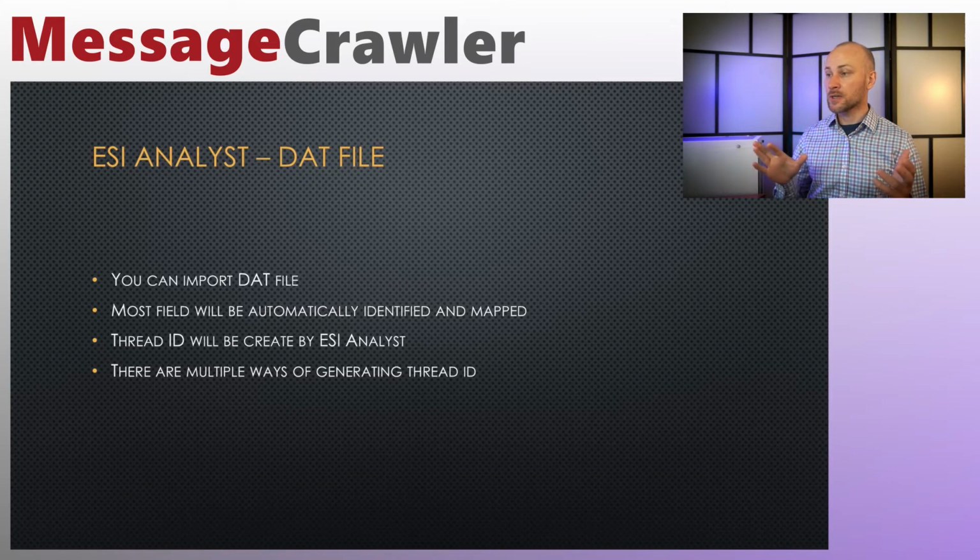The cool part is that ESI Analyst does generate its own thread IDs, and there are multiple fields that you can create for threading and grouping your messages together. So you can use either that field or you can create your own, like we've done in other videos when we talked about conversations. There are multiple ways of doing it. ESI Analyst does it a few ways, and Message Crawler can do it in a few other ways.